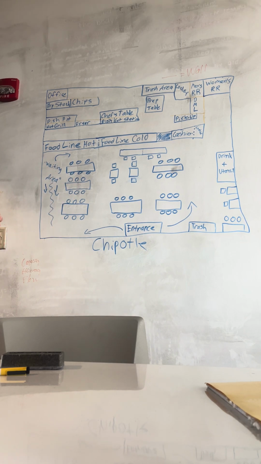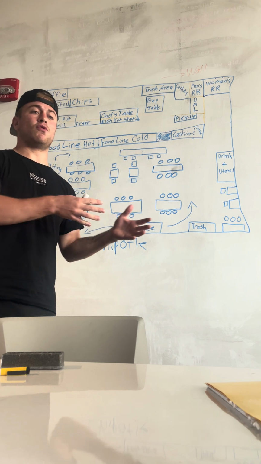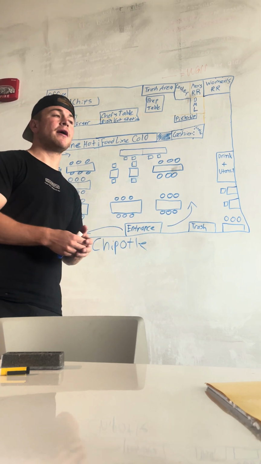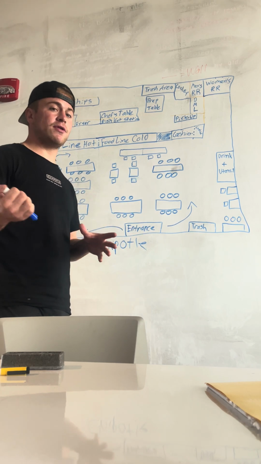So it's a line-based system. If you've ever been to a Chipotle before, basically you walk in, you find the food line, and you order either left to right or right to left, starting with hot ingredients to cold ingredients. You cash out, you pay, and then you can eat inside, or you can take it to go with you.